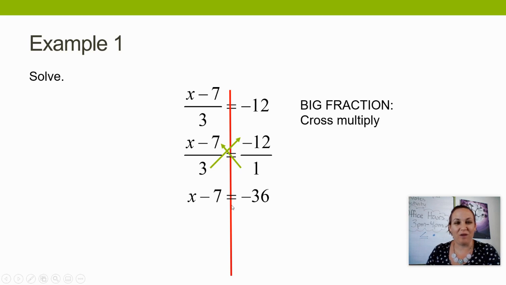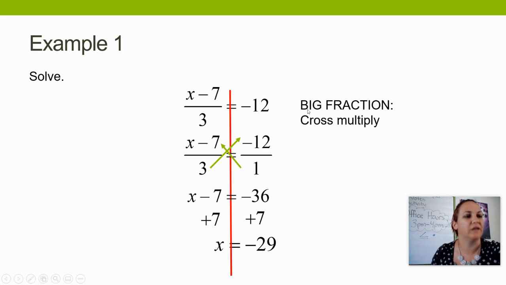To finish up this problem, all I need to do is take my -7 and add it to the other side, and I get my final answer, which is -29. Remember, if you're not feeling confident, you can always take your final answer and plug it back in up here. -29 minus 7 is -38. No, is -36, hopefully. And -36 divided by 3 should be -12.